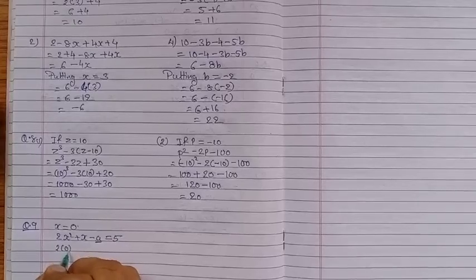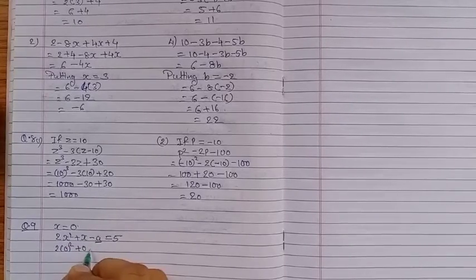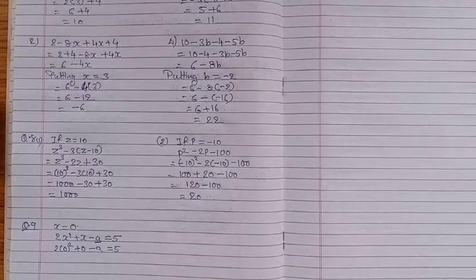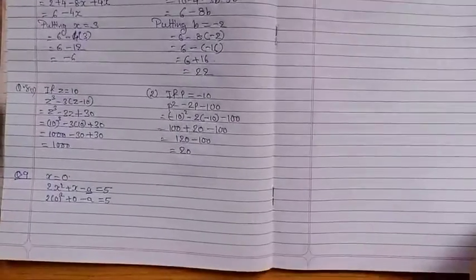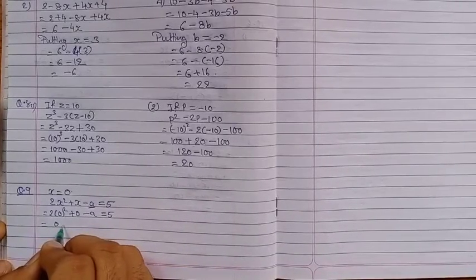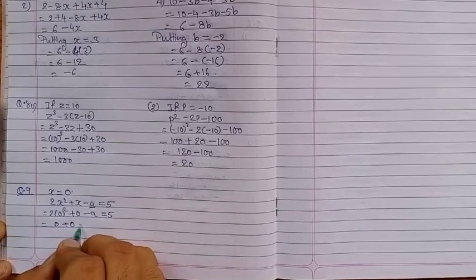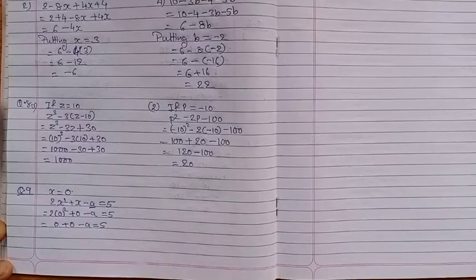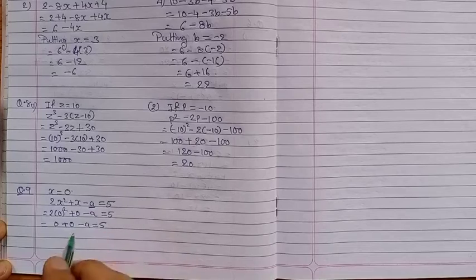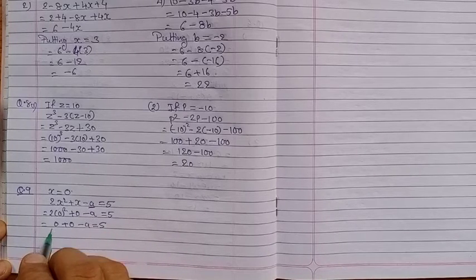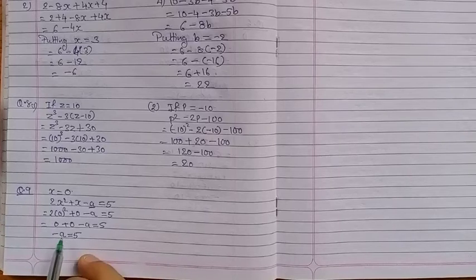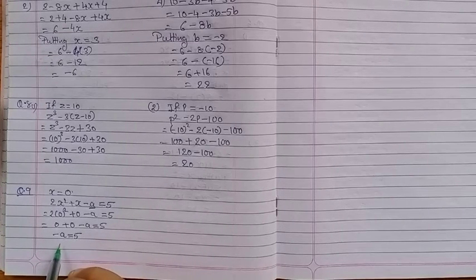So 2 into 0 square plus 0 minus a is equal to 5. Now it will become 0 minus a is equal to 5, and we have to find out the value of a. Now we have minus a is equal to 5, but we want the value of a.